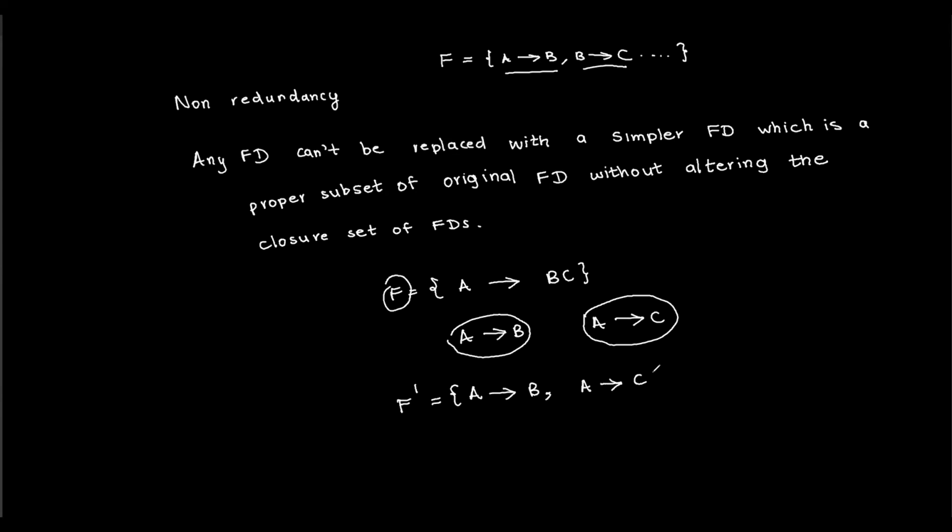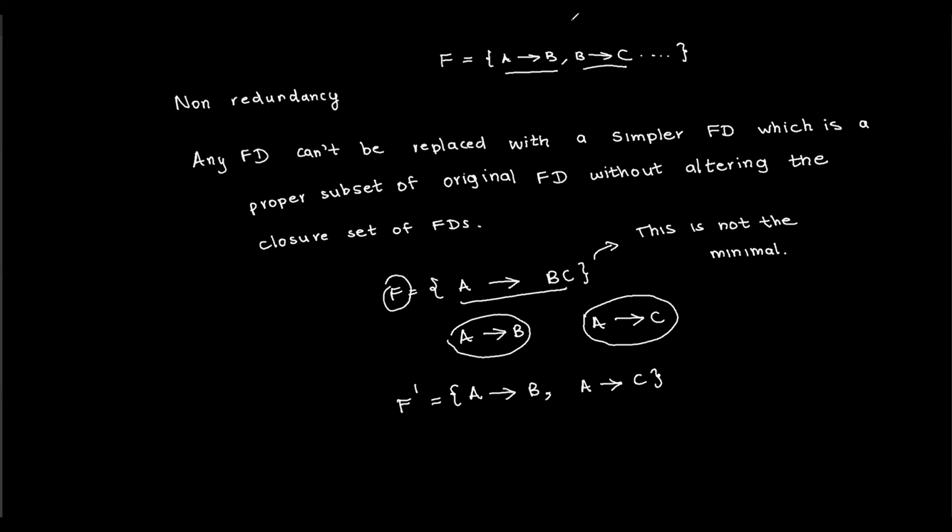So this is what non-redundancy is. If there is something like this in the FDs, we can say this is not the minimal set. Why? You can actually replace an FD with a simple FD, which is a proper subset of the original FD. But here you can't replace that with a simple FD. Why? A functionally determines B is the simplest you can see. A functionally determines C is the simplest you can see.